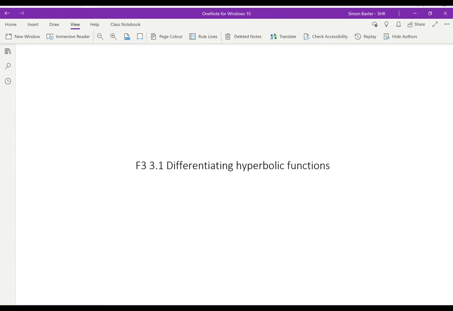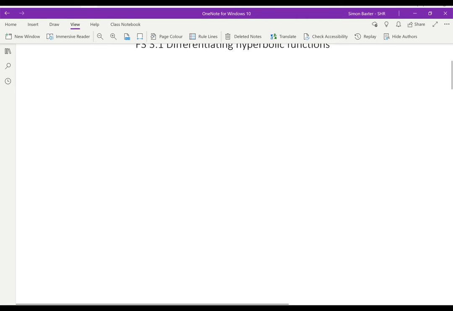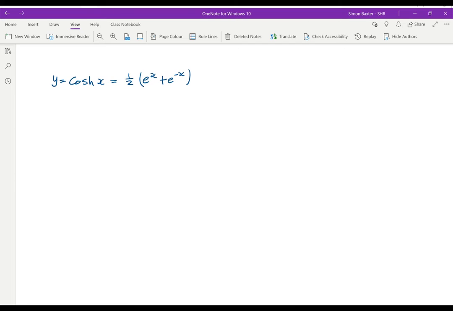We're now going to look at differentiating hyperbolic functions. In chapter 1, we did notice that if we differentiated cosh x, we got sinh x. Just to remind you about that, here is cosh x. It's a half e to the x plus e to the minus x. If we differentiate the exponential form, we get a half e to the x. Differentiating e to the minus x gives me minus e to the minus x, which is sinh x.